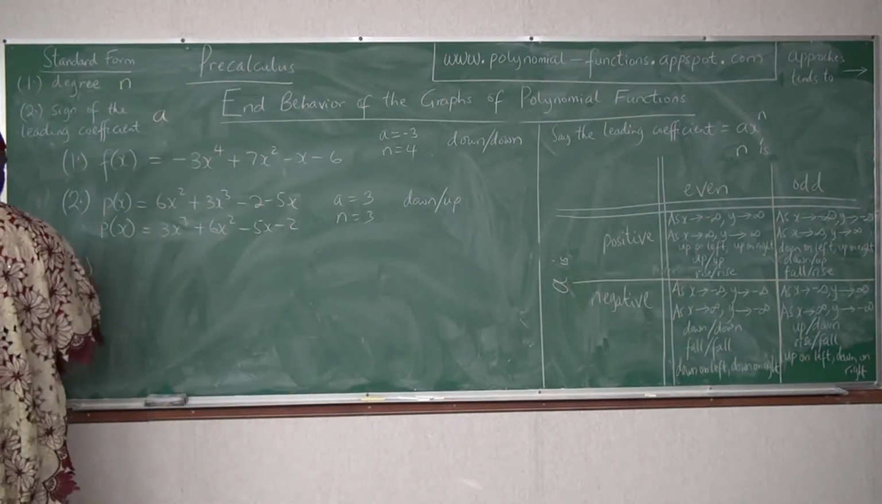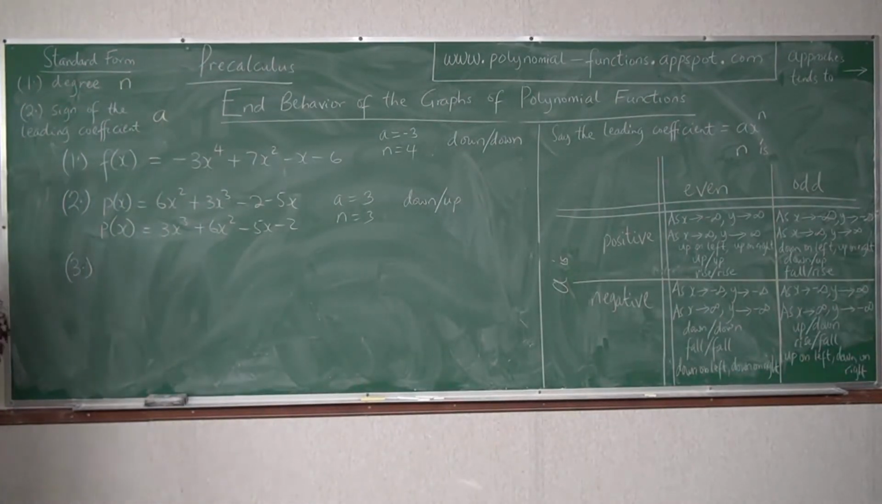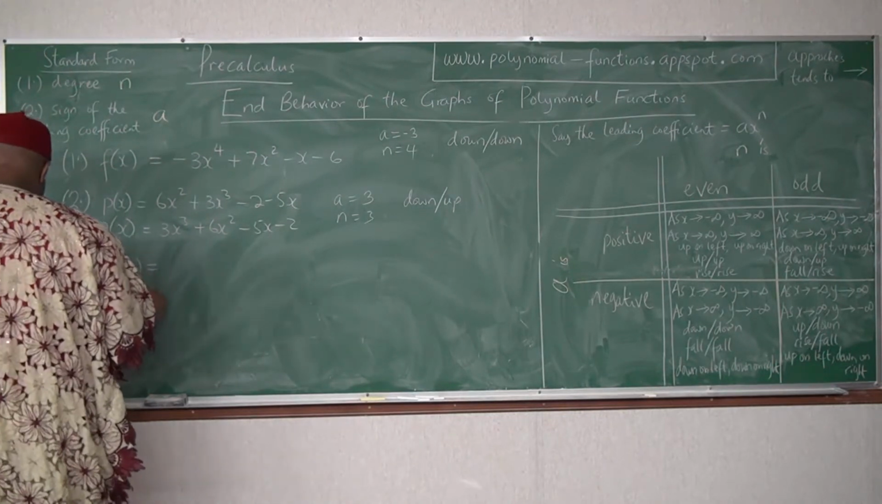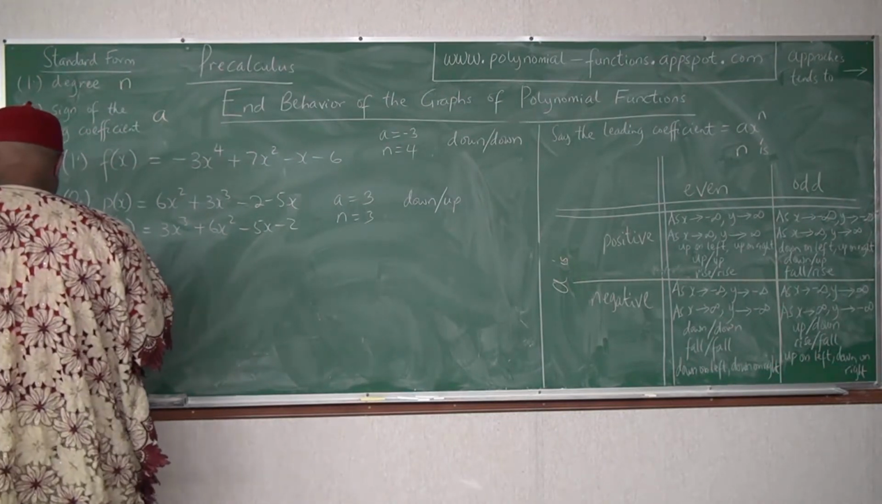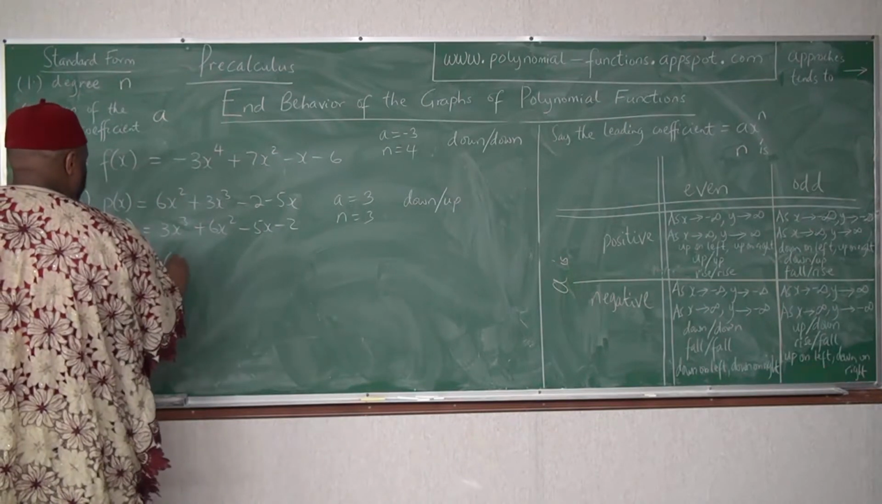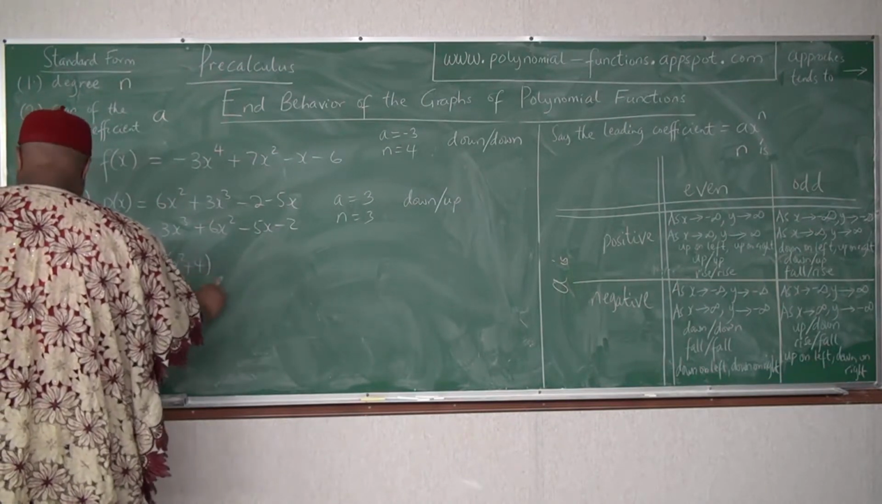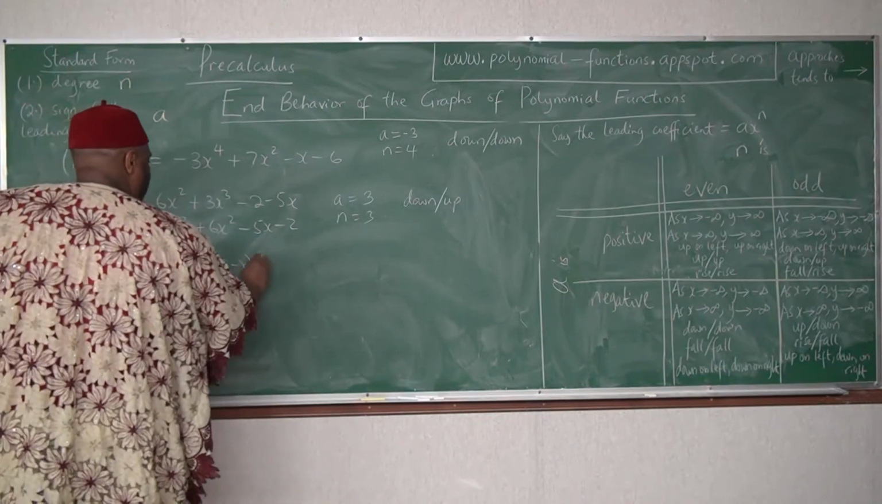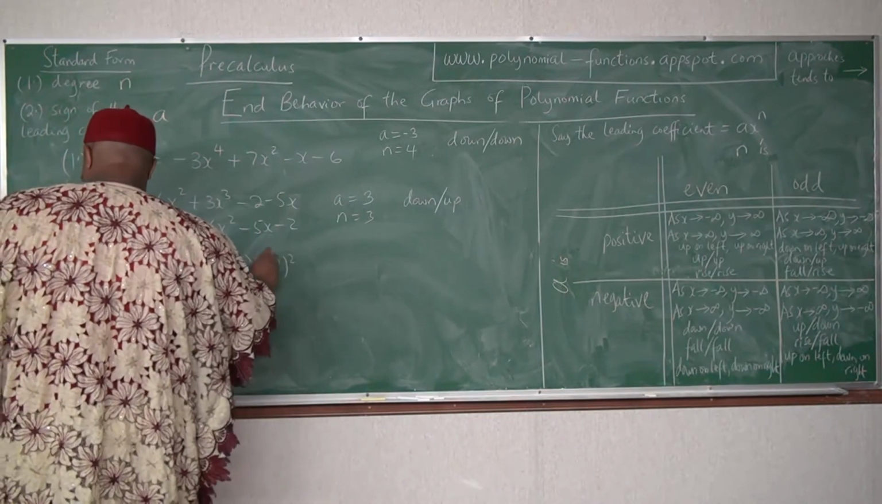Question 3: if you have k of x to be, now look at this one here, x squared plus 4, 3 minus x, x plus 2 all squared.